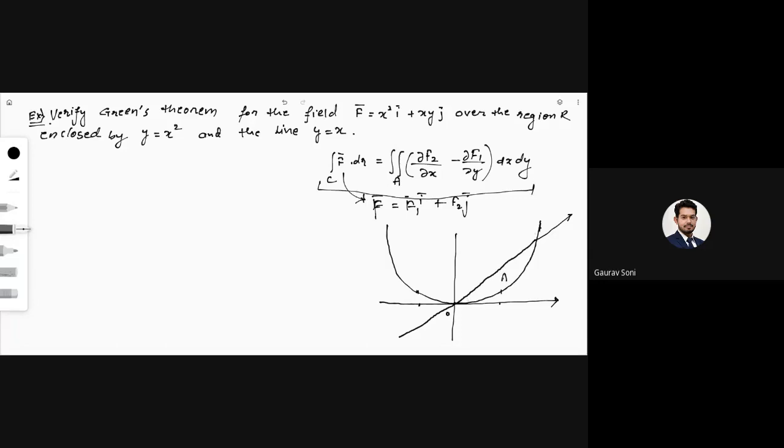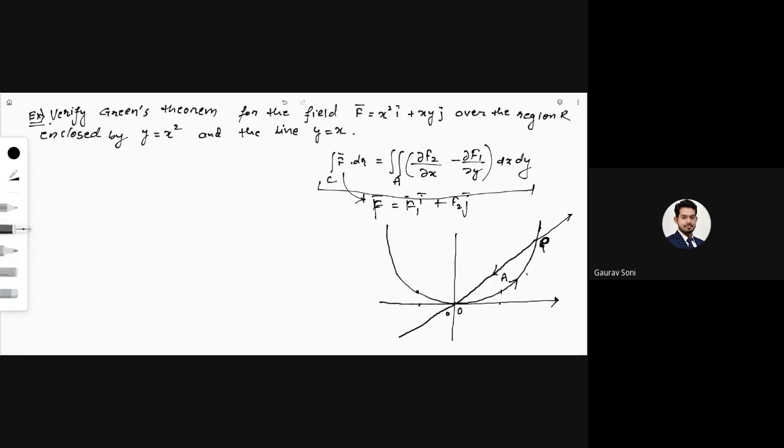So this is the area. Take the orientation anti-clockwise. So in this curve, there are two lines, paths actually. I'll call this O and I'll call this capital A. Sorry, take this point P.